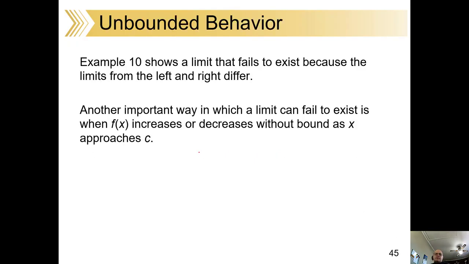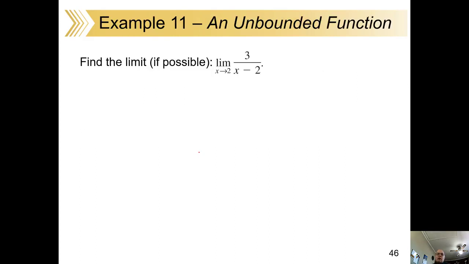And last of all, what about when things don't get close to one particular number? So this is what we're talking about. So we've got a fraction here. 3 over x minus 2. And x can be various things. It can't be a 2. That's off limits. But we can let it be 1.999, or we can let it be 2.0001.